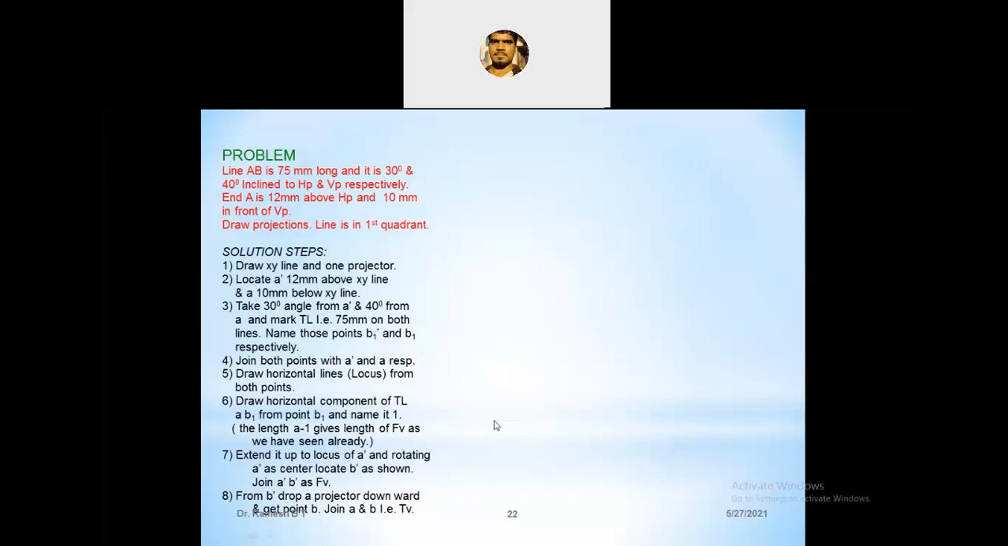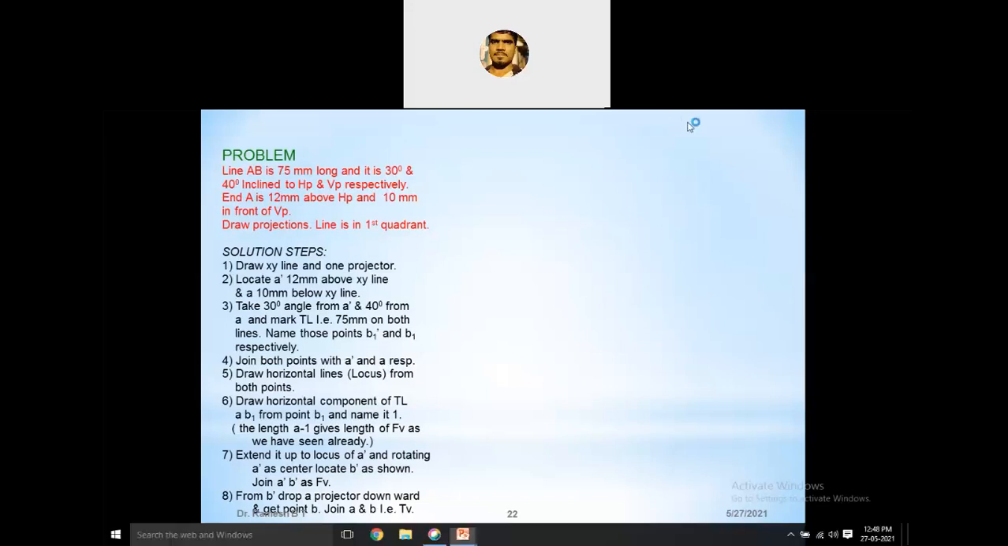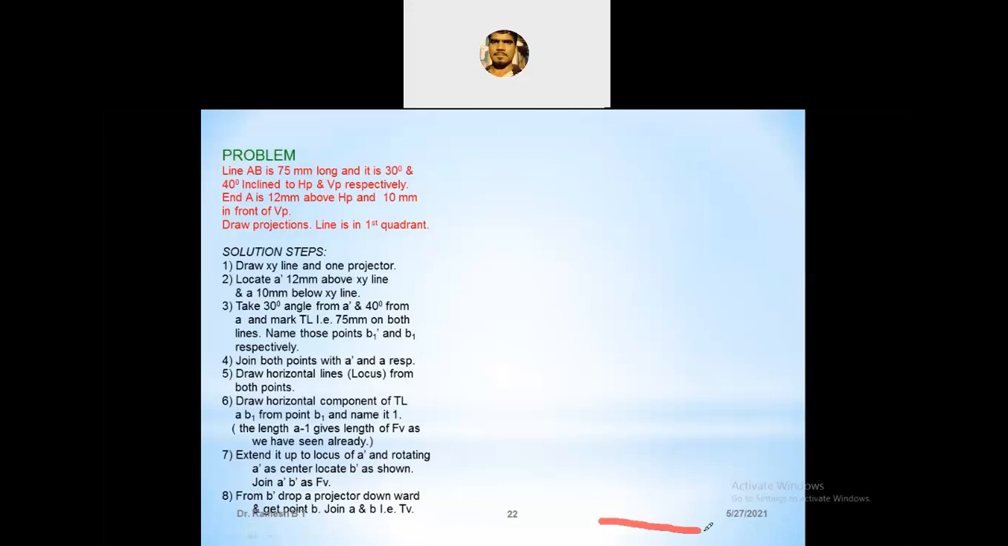Before going to draw, I will discuss some points to remember. First, always we have to draw the XY line and indicate VP above the XY line and HP below the XY line. Clear? And a line means it has two ends. We can call this A and this B.